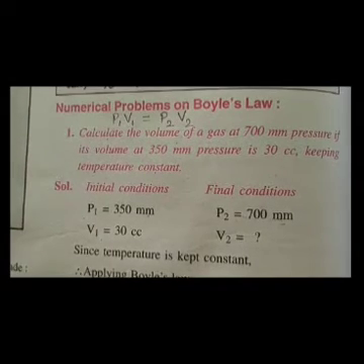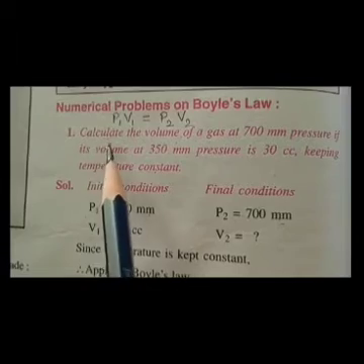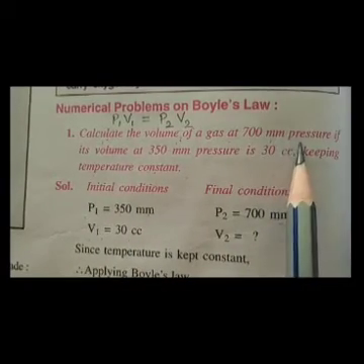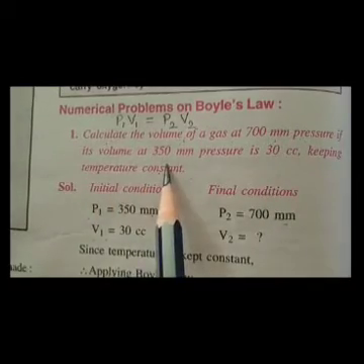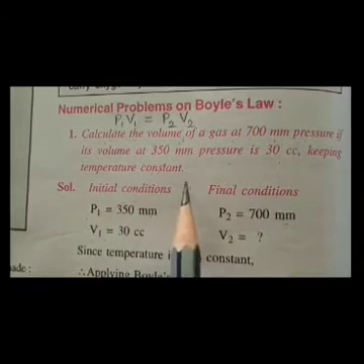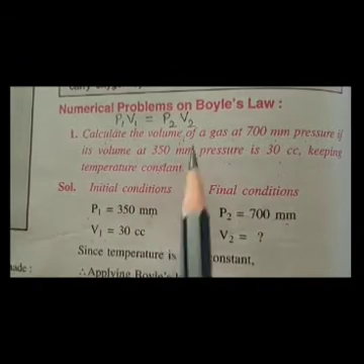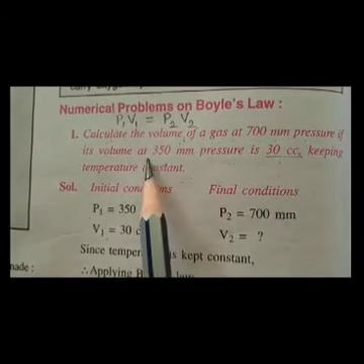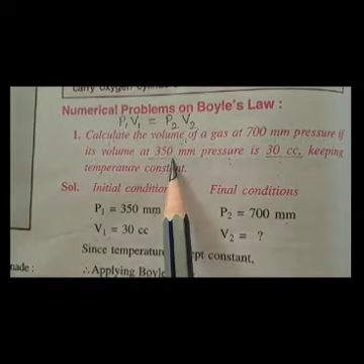So let us start with the first example. Here, calculate the volume of a gas at 700 mm pressure if its volume at 350 mm pressure is 30 cubic centimeter, keeping the temperature constant. We have a gas whose volume is 30 cubic centimeter at pressure 350 millimeter.